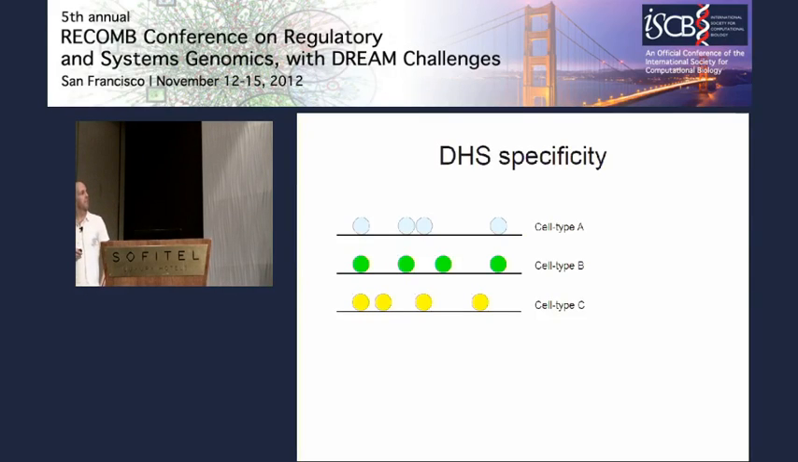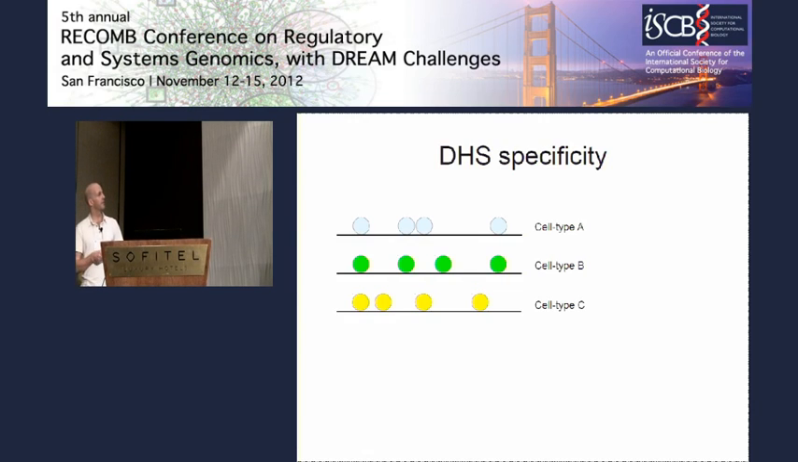However, I will only make a very short and very small attempt towards that big question by categorizing the patterns of DHS specificity that we observe and try to present a simple phenomenological generative model that could explain what we're seeing. So to set up the scenario, here's the cartoon.